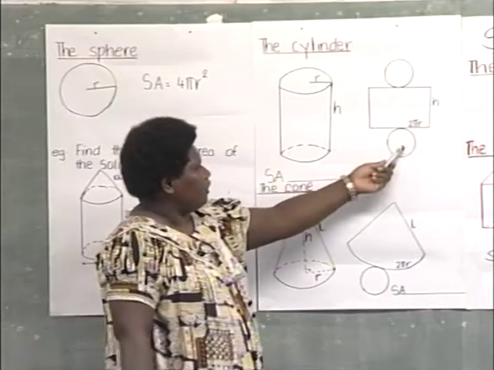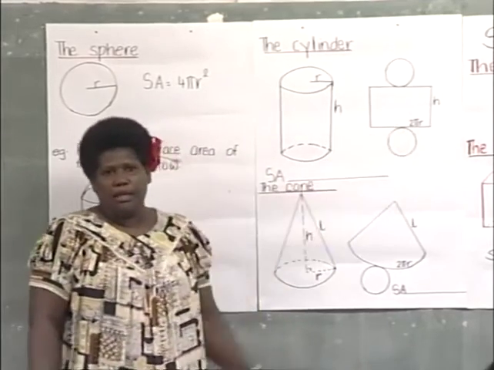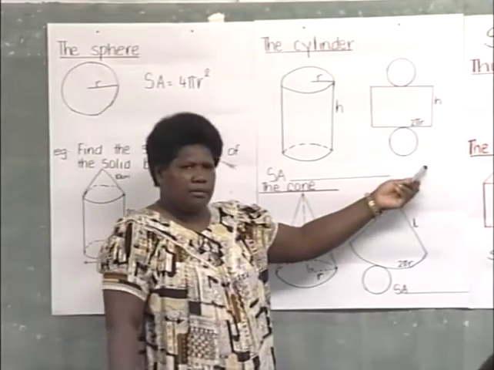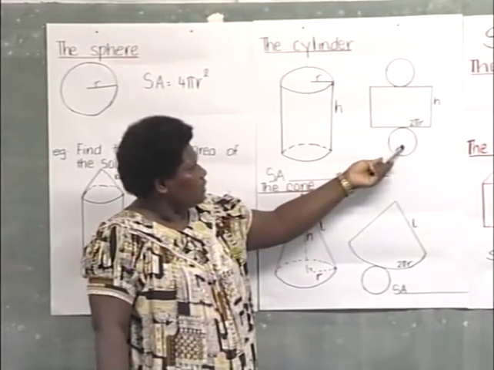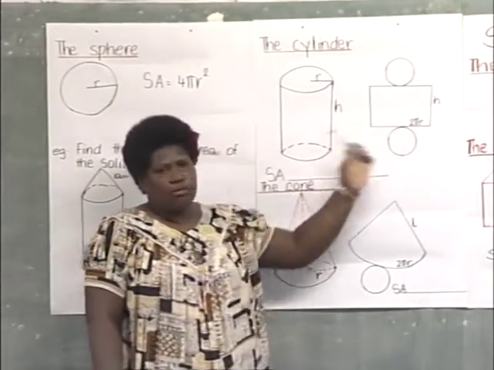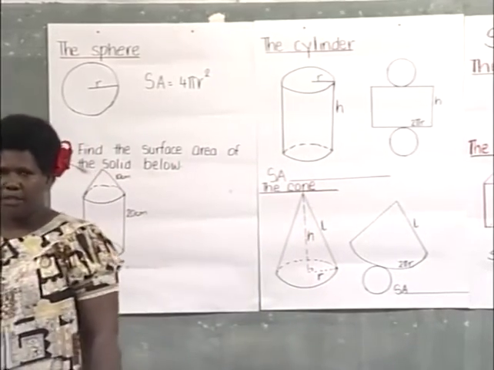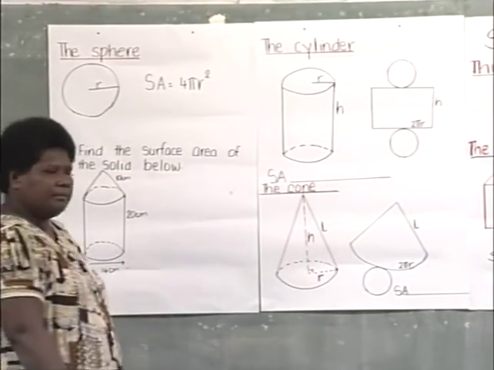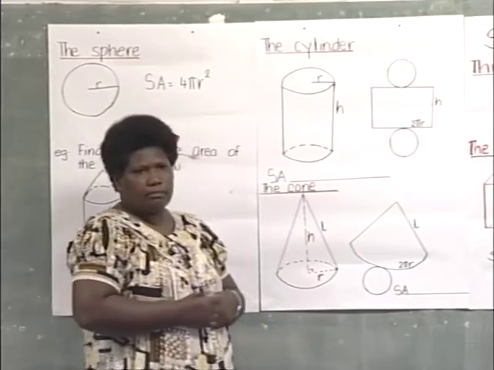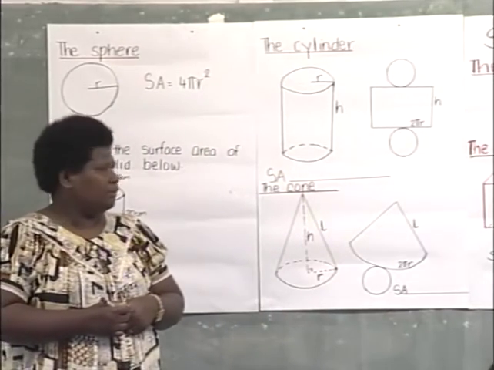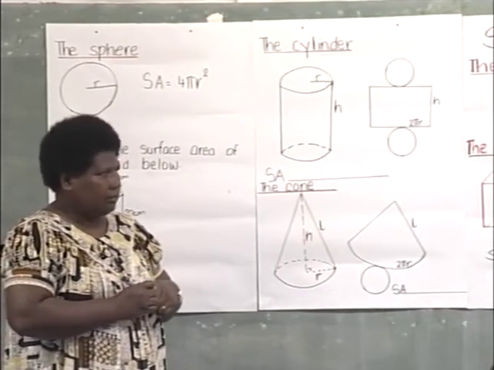I've actually drawn the nets here. You've drawn nets in lower grades, so grades 9 and 10. So I want you to tell me the formula for the surface area of a cylinder. Rita? 2 pi r times r plus h. Okay, 2 pi r times r plus h in brackets.